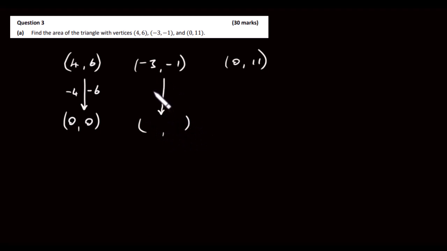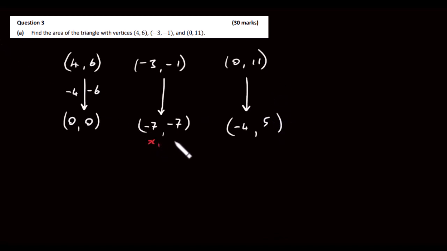So if I subtract 4 here, I get -7. Subtract 6 here, I also get -7. Bring this one down as well, and subtract 4, you get -4. Subtract 4 from 11, subtract 6 from 11, you get 5. So what I'm going to do now is use the formula.